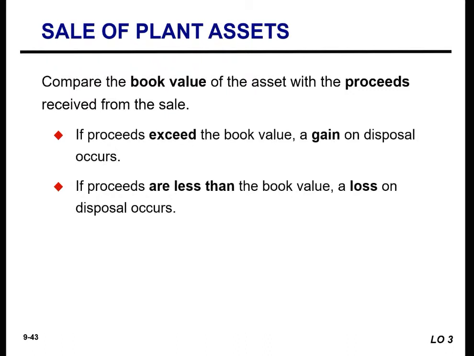In the sale of the asset, the book value of the asset is compared with the proceeds that are received from the sale. If the proceeds exceed the book value, a gain on disposal occurs. Flip side of that, if proceeds from the sale are less than the book value, a loss on disposal occurs.